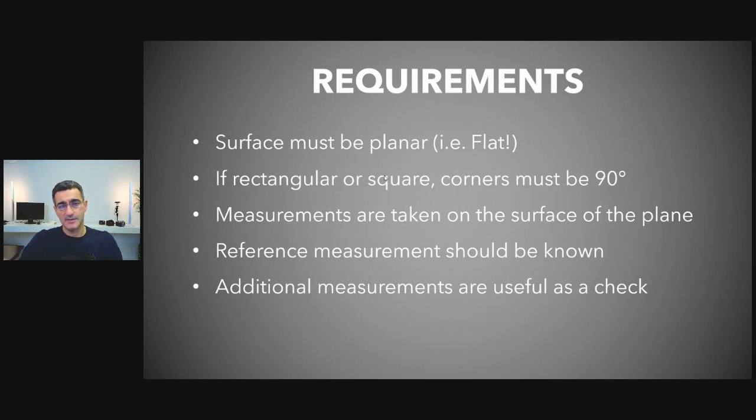Now, if it's a rectangular or square object, then it's assumed that the corners are at 90 degrees to each other. So the different sides or lengths should be known and they should be equal to one another. That would be useful in the case of a window or a door: you pretty much know that the top and the bottom of the door, or the two sides, are equal in length. So that's helpful.